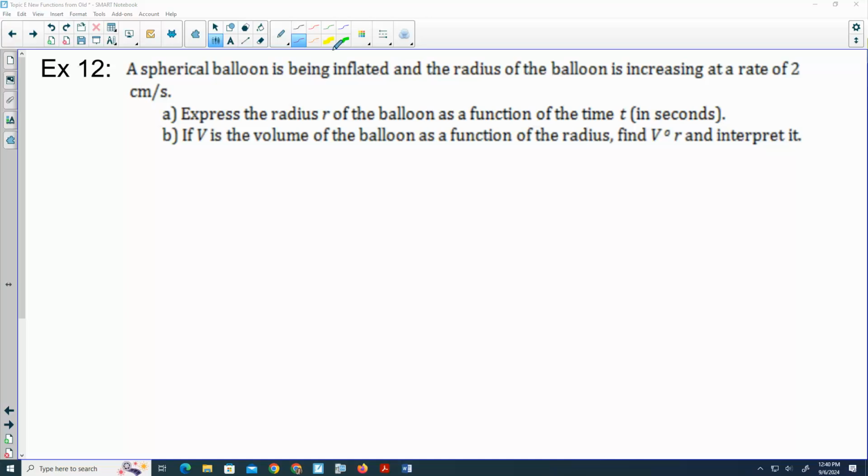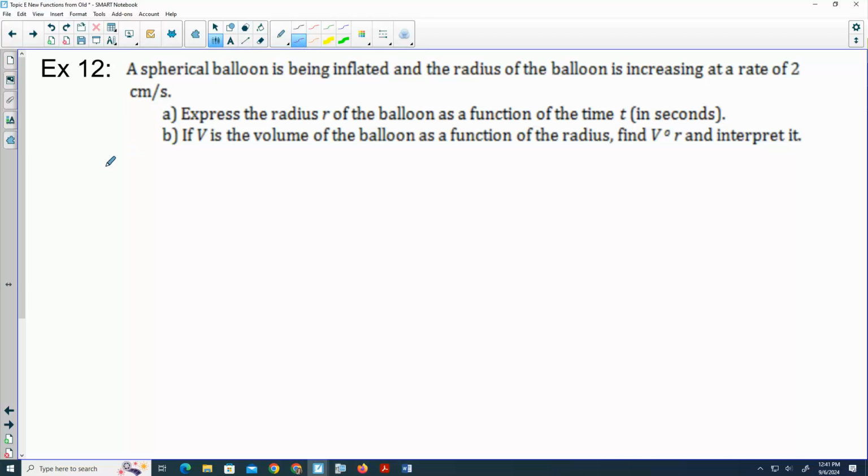A balloon is being inflated and the radius of the balloon is increasing at a rate of 2 centimeters per second. So part A, express the radius of the balloon as a function of the time t in seconds.